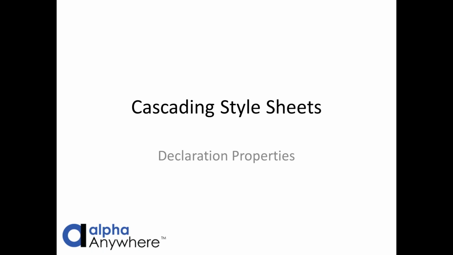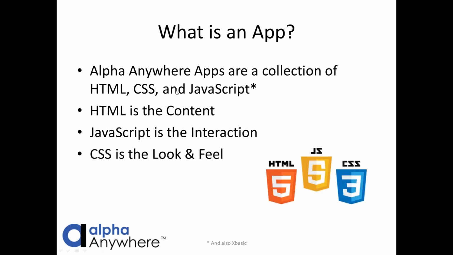But before I do that, I wanted to just cover as a reminder what an app is when you build an app with Alpha Anywhere. It's HTML, it's CSS, and it's JavaScript. And it's also XBasic. We're not talking about that today. On the browser side, where your client is viewing the app, the HTML is your content. The JavaScript is all the interaction with your app, all the pop-up windows, changing screens. And the CSS is the look and the feel, the colors, the fonts, the padding, the spacing, all that stuff.